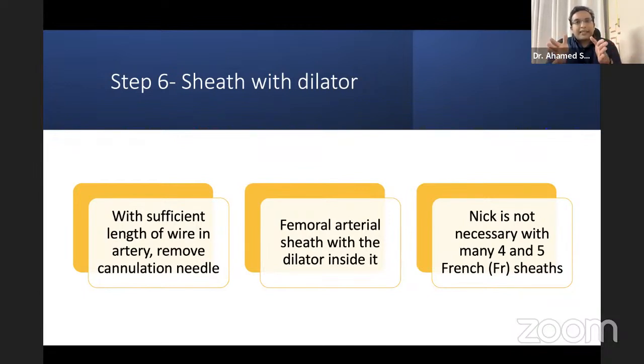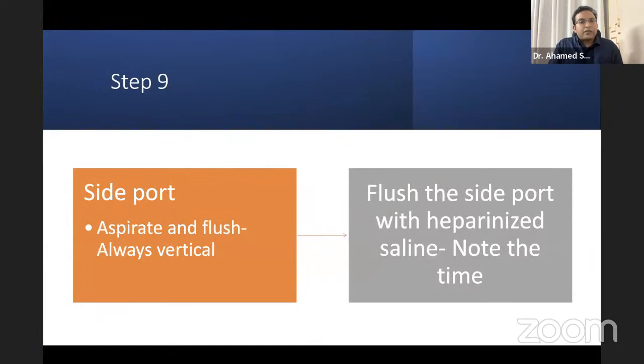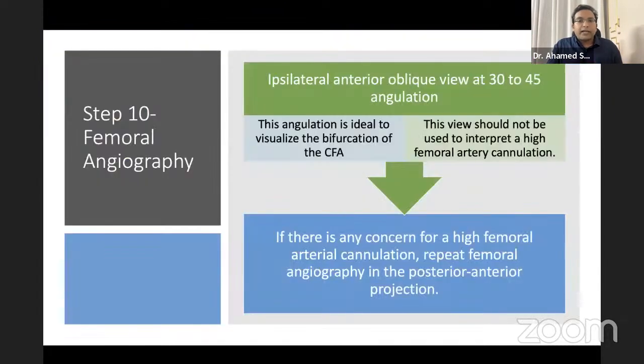A nick is not necessary if we are using a low French sheath, below 5 French. But if we are using a 5 French sheath or larger, it is ideal to make a small nick so that the sheath enters the soft tissues while inserting it. Then remove the J-tip guide wire along with the dilator. And now we have got the access. Aspirate and flush, always in a vertical way, and flush the side port with heparinized saline and note the time. This is our time of femoral puncture. We got an ideal femoral puncture.